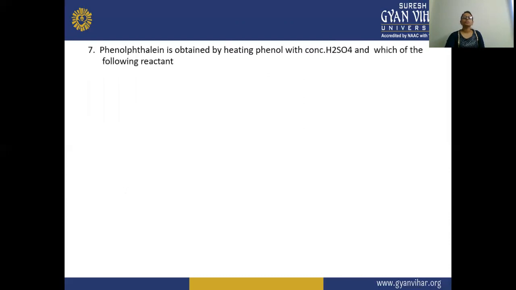Seventh: phenolphthalein is obtained by heating phenol with concentrated H2SO4 and which of the following? The options are benzyl alcohol, benzene, benzoic acid, phthalic anhydride. So the answer is phthalic anhydride. We can obtain phenolphthalein when heating phenol in the presence of H2SO4, taking 2 molecules of phenol and treating them with phthalic anhydride.